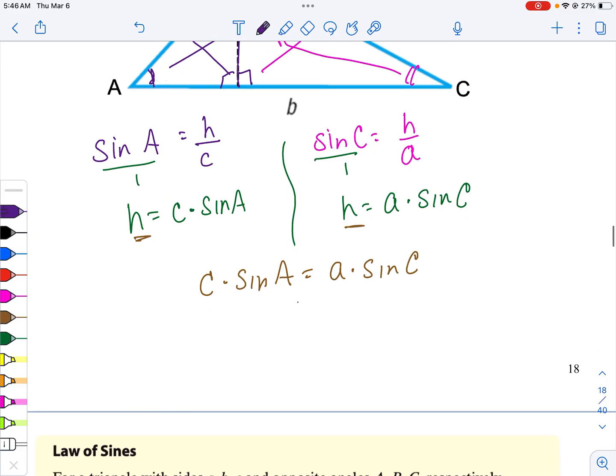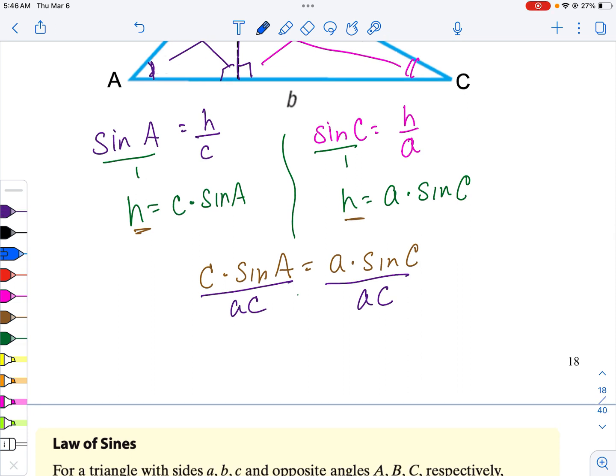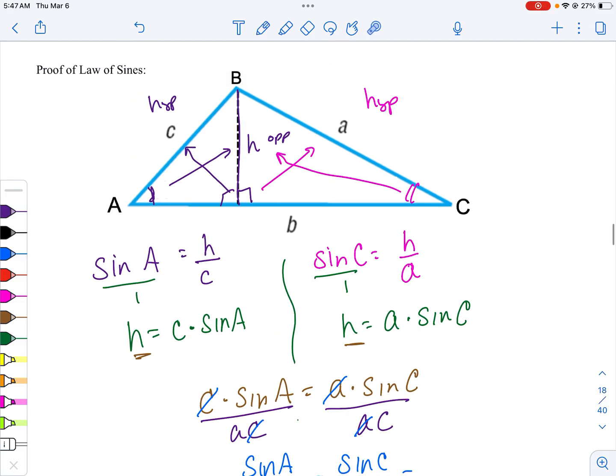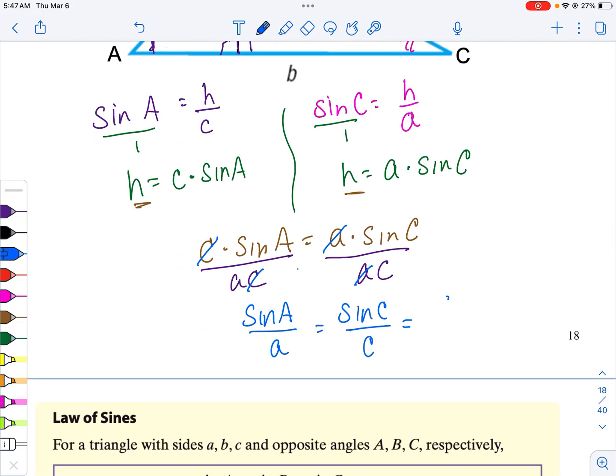To get the law of sines, I'm going to divide both sides by c, and then I'm also going to divide both sides by a. That's going to make my law of sines show up. In this one I have c canceling out, here I have a canceling out, and I get sine of A over little a, which is the side a, equals sine of C over little c. This also works if I had dropped the altitude from angle A instead. I could do the same thing with angle B, so we get a third part of the law of sines, which is sine of B over b.